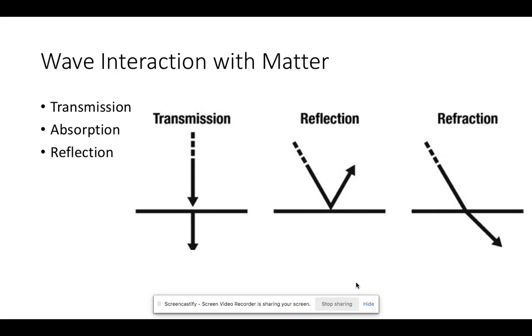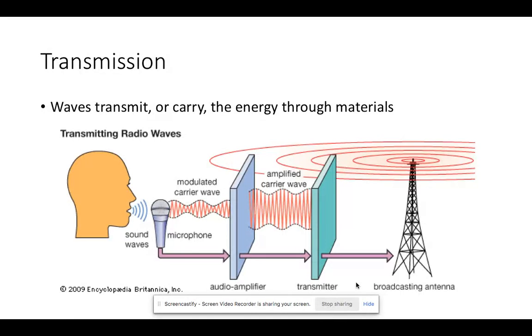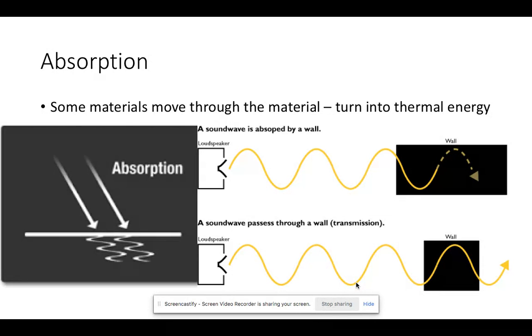Waves also interact with matter, and they interact with matter in 3 ways: transmission, reflection, and refraction. So transmission: waves will transmit or carry energy through materials. For example, this person is talking into a microwave, and those waves are being transmitted through, and we can hear them as it travels through matter, which is not as loud because the matter takes away some of the transmission.